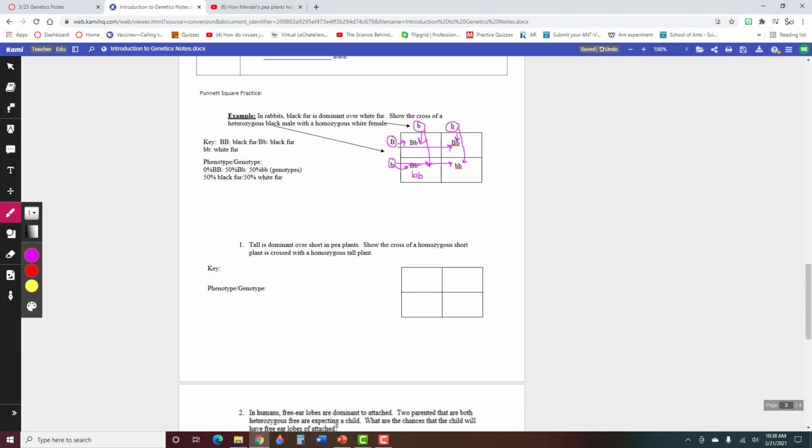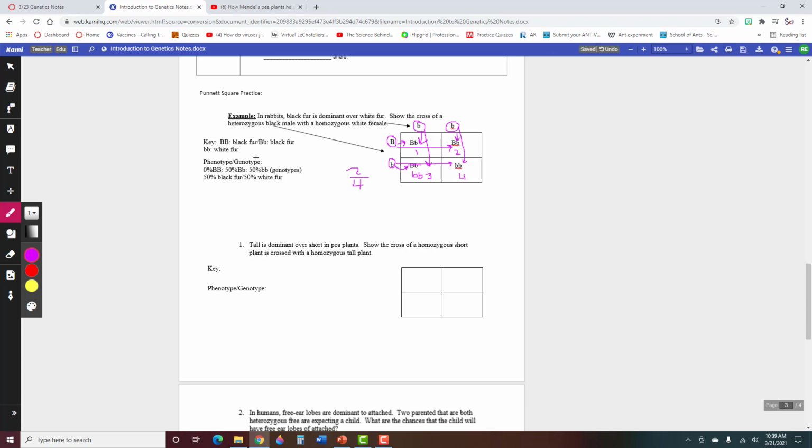So it's asking for phenotype and genotype. So genotypes are the letters, phenotype is what it looks like on the outside. So the genotype here, how many capital B's did we get? And you can see that there are none, so that's why that's a 0. And then how many capital B, lowercase b's did we get? Well, we got 1, 2 out of 4. There are 4 total. So 2 out of 4 is 50%.